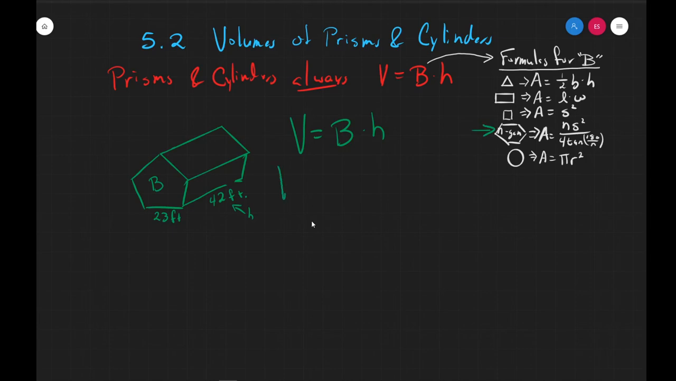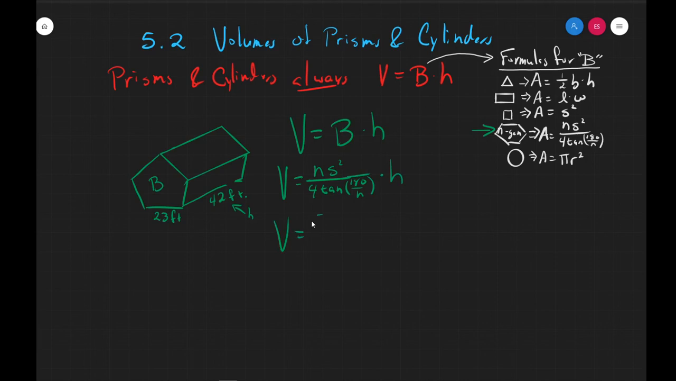So our volume is going to be equal to our area of a pentagon, which is the number of sides times the side length squared over 4 times tangent of 180 over the number of sides. And then we're going to take whatever number we get there and multiply it by our height. So let's fill in some values where they belong.